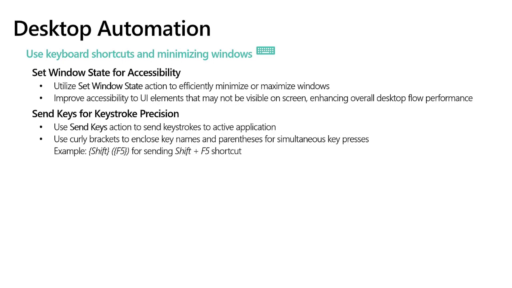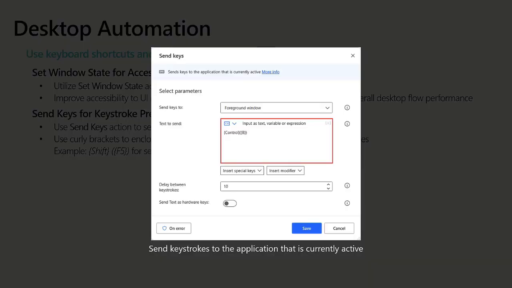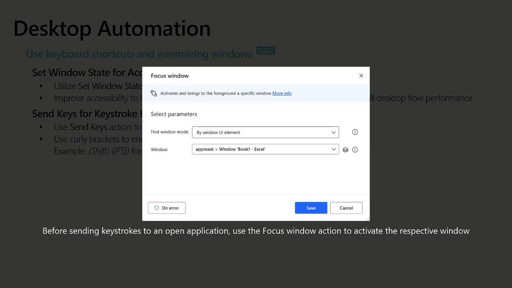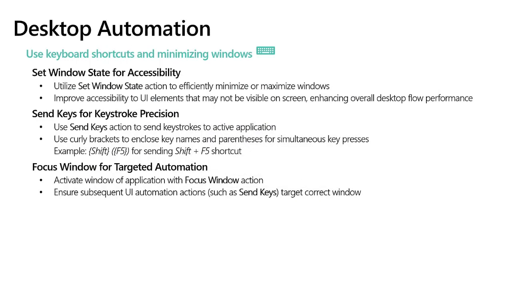For keystroke precision, use the send keys action to send keystrokes to an active application. In this example, I'm using the send keys action to send Control B to a foreground window, and I have a 10-second delay between keystrokes. Before you use the send keys action, it's recommended that you use the focus window action to activate the window of an application. This helps ensure that your send keys action is targeting the correct window.